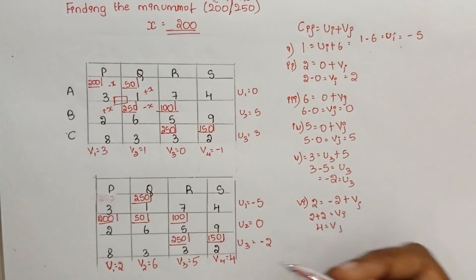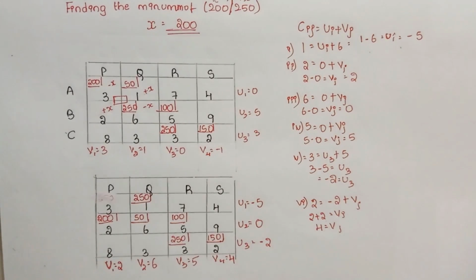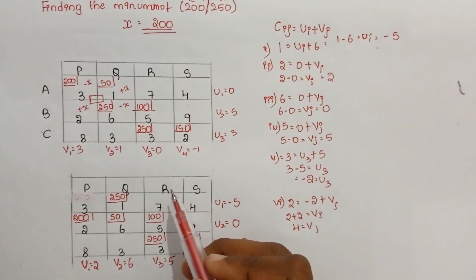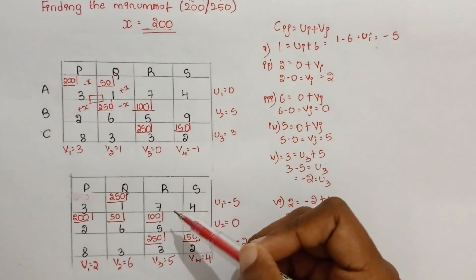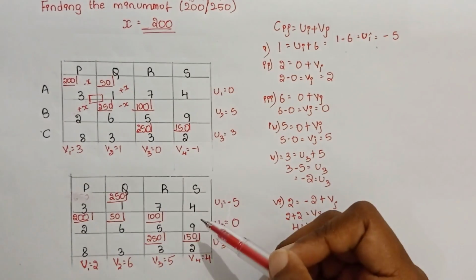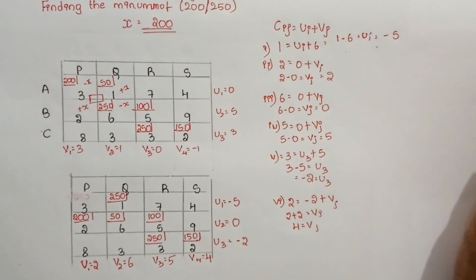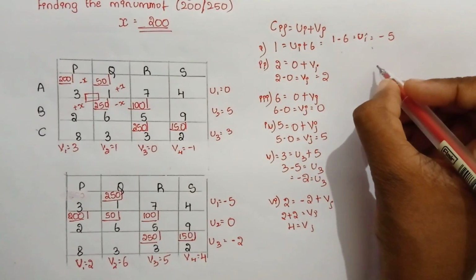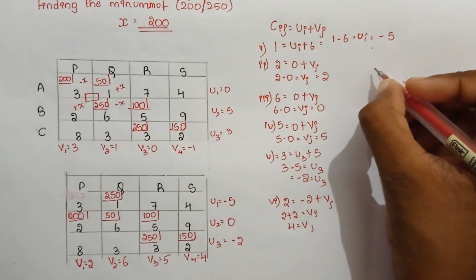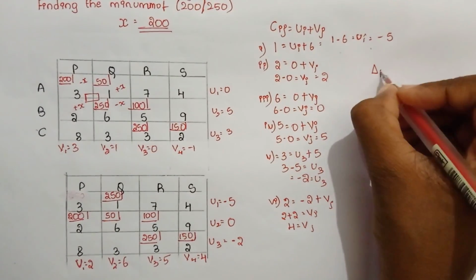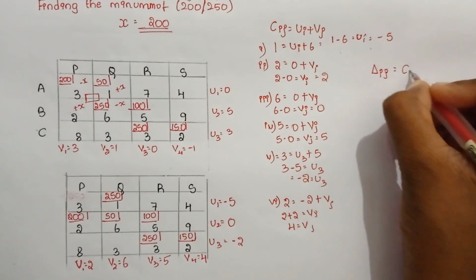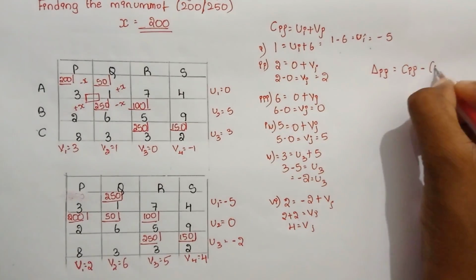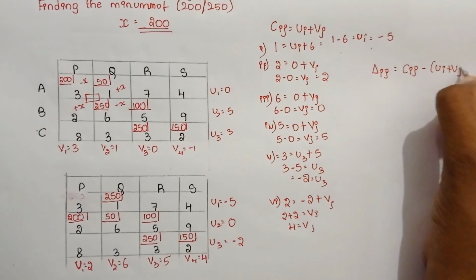The next thing which we have to do is find the values for the unoccupied cells. So the unoccupied cells in this matrix are 7, 4, 9, 8 and 3. Okay, so let me calculate that. For that we have to use the formula, that is delta Ij is equal to Cij minus Ui plus Vj.